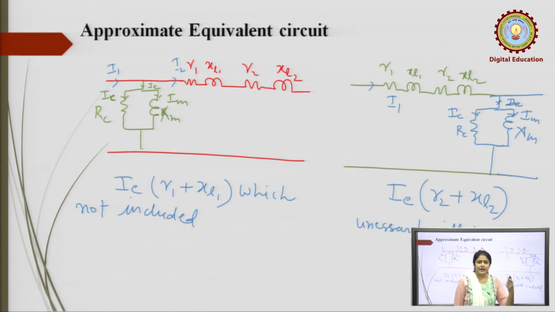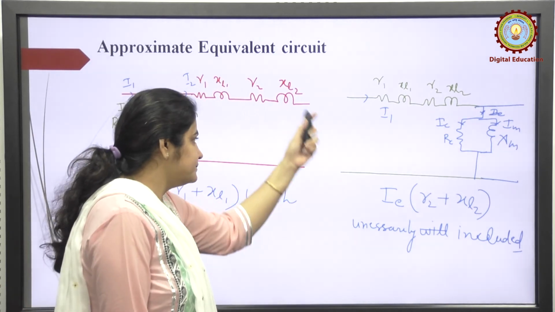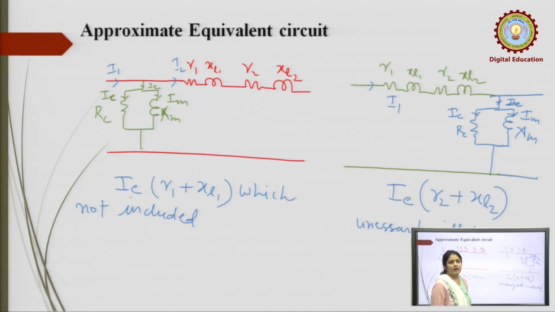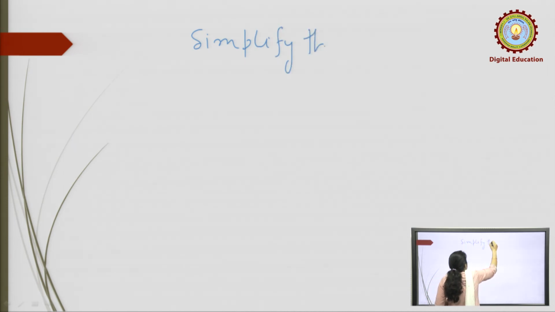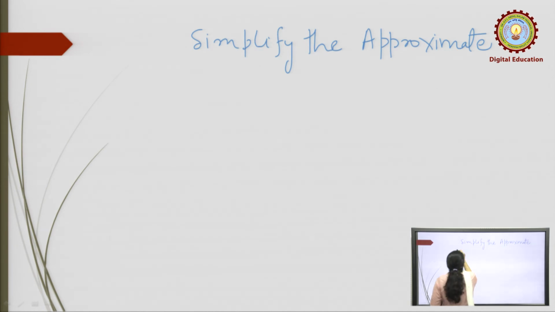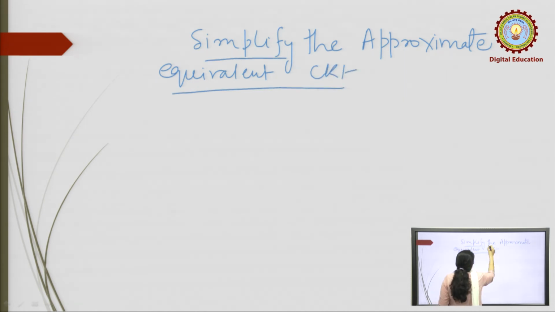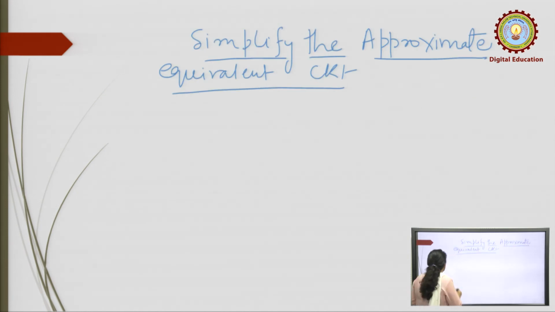current in a transformer. If a high rating transformer is there, the no load current is approximately 2 to 3% of the rated current. So, you can use this approximation in the equivalent circuit. Okay. Now, with this approximation you can also simplify this equivalent circuit by eliminating this parallel branch. Now, if you simplify this equivalent circuit by the approximate equivalent circuit, you can eliminate this parallel branch by simplifying.